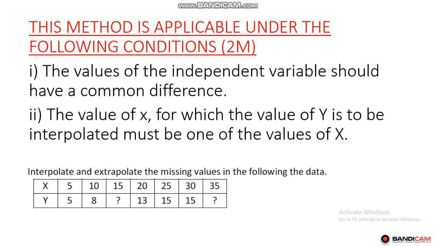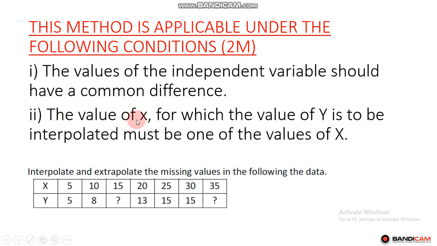Before going to the problem, we have to learn these 2 important conditions for the binomial expansion method. Number 1, the values of the independent variable should have a common difference. Look at the x column 5, 10, 15, 20, 25, 30. There is a common difference we are maintaining: 5 after 10, 10 after 15, 15 after 20. In between we are maintaining 5 as the width. The values of the independent variable should have a common difference.